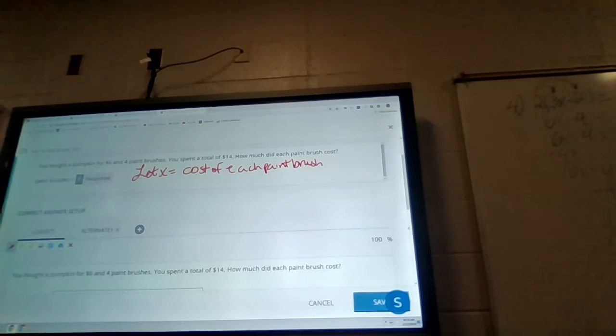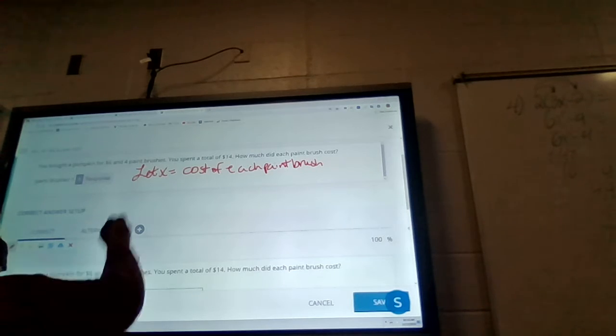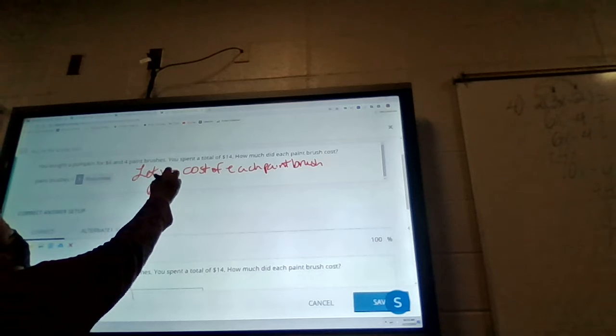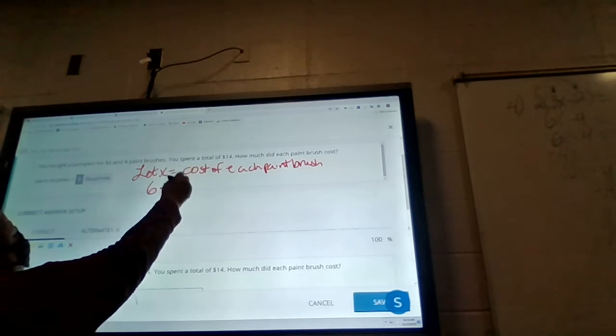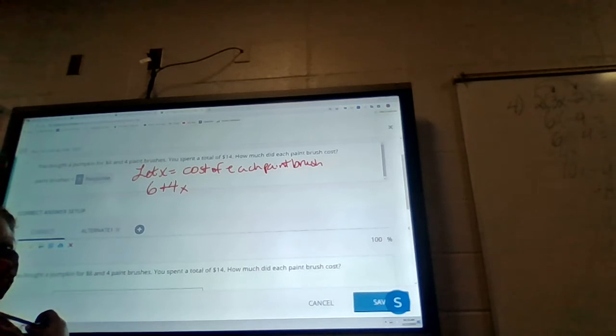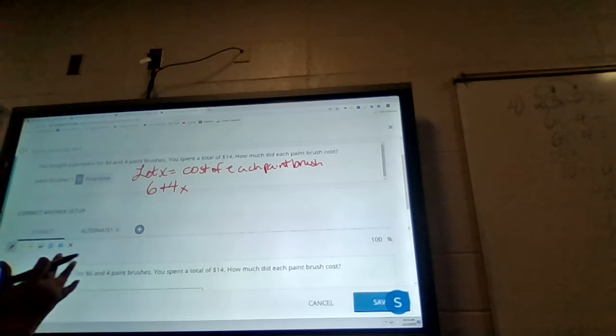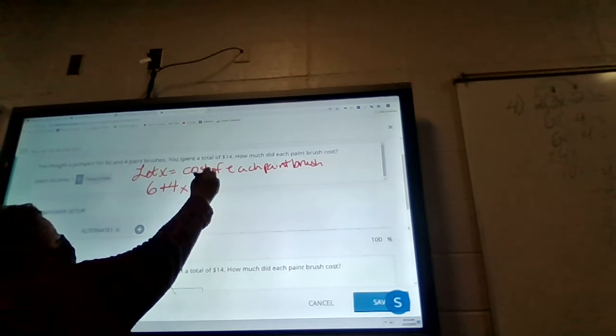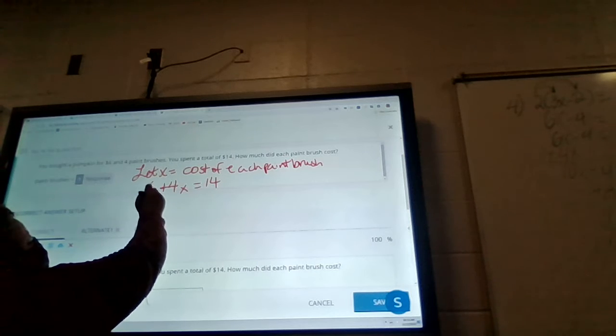Okay, so let x equal the cost. So you bought a pumpkin for $6, okay? And then you bought 4 paintbrushes at you don't know what the cost is. Y'all with me? Okay, and what was your total that you spent? $14. So now I've got a 2-stepper.